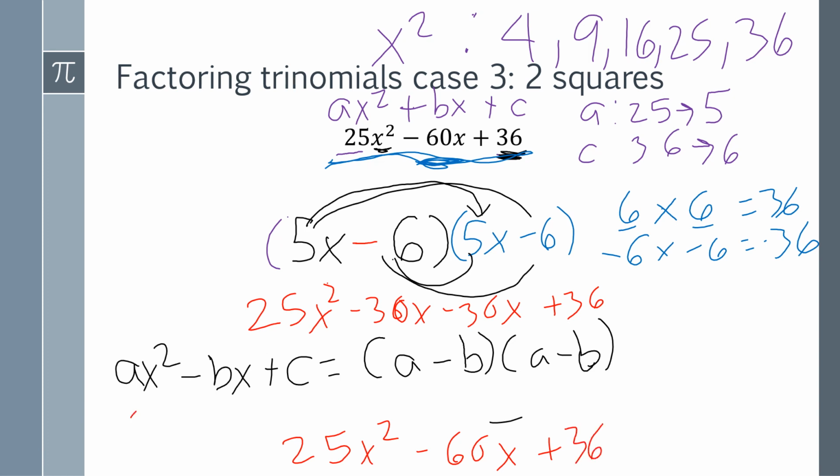So when it looks like this, your factor form is going to be two negatives. But if it's two positives, that means this is going to be positive. It's going to be just a plus b, a plus b. All right?